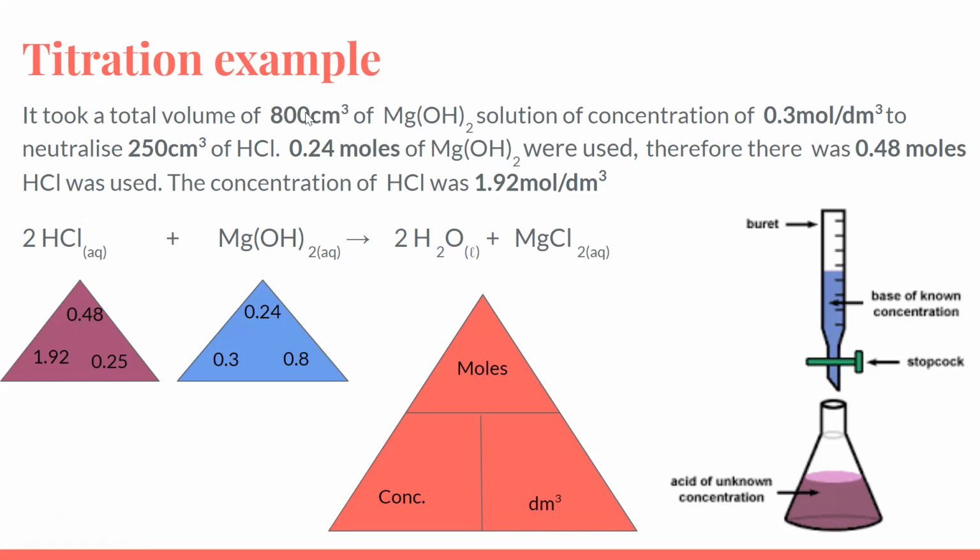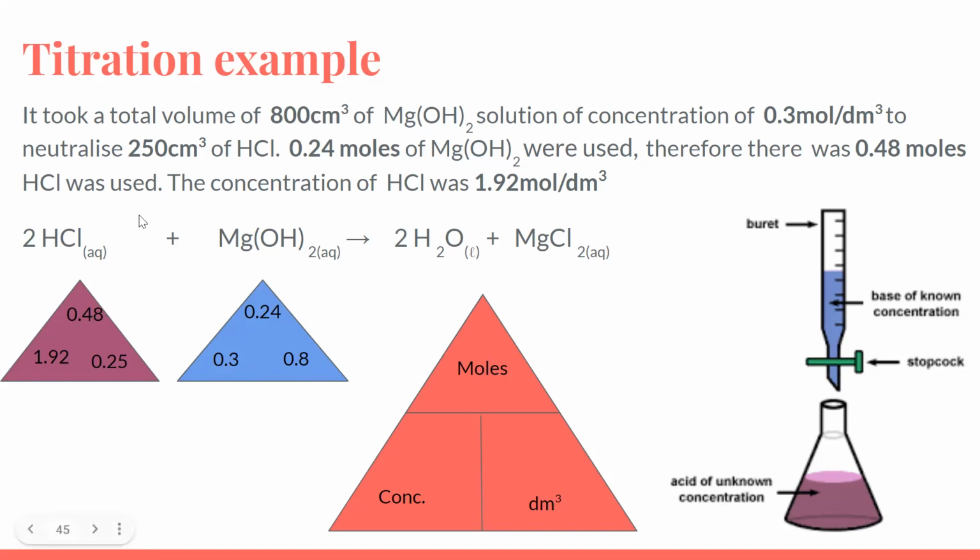Well, we took the volume of magnesium hydroxide used, and it was 800 cm³. So we convert that to dm³ and we put it right here. Then we use the concentration. The concentration of the base was 0.3. So when we multiplied it, we got the moles. The moles was 0.24. We were able to then plug this into HCl. Using the molar ratio, we multiply 0.24 by 2.